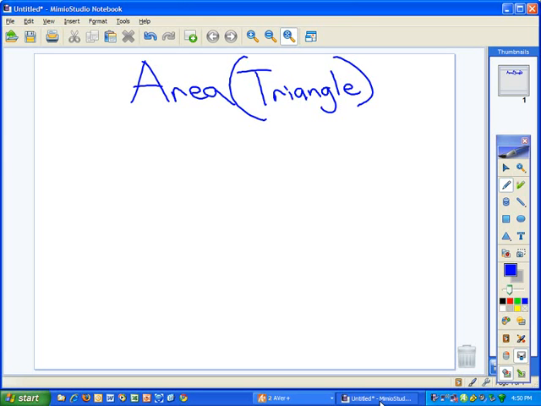So the way we're going to write our formula is just like with parallelograms, we now changed our length and width to base and height. They're the same thing, just different terms. So I'm going to write base times height over 2, or divided by 2. So you need to remember the formula, base times height divided by 2. And that's how we're going to solve area for triangles.